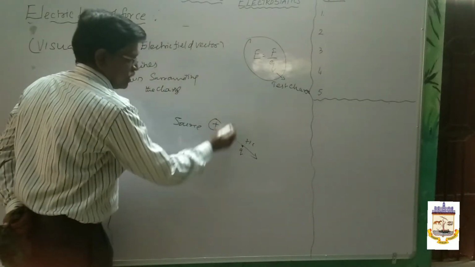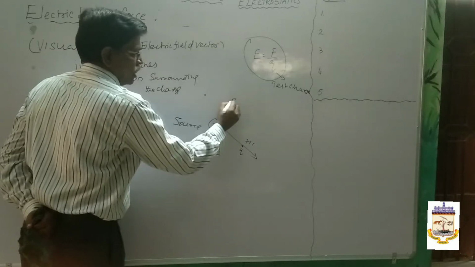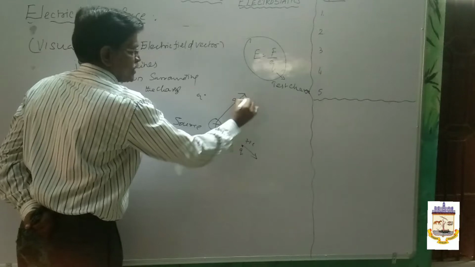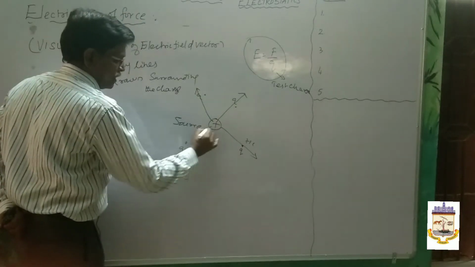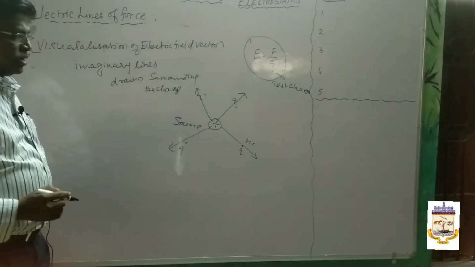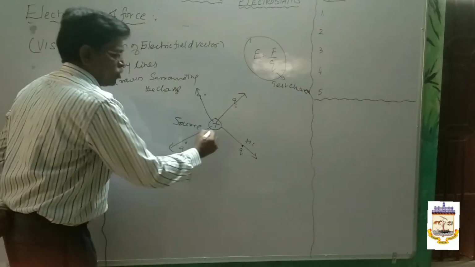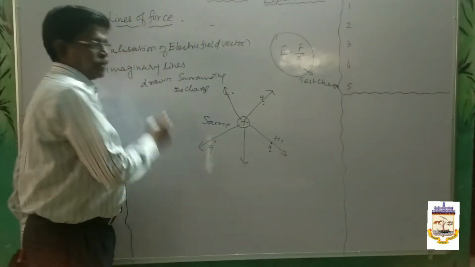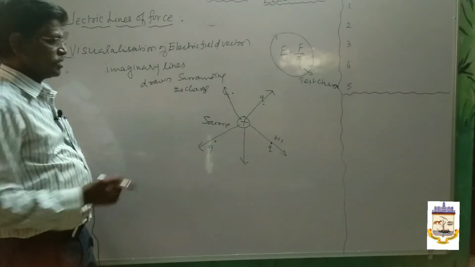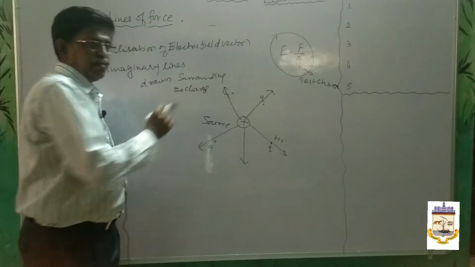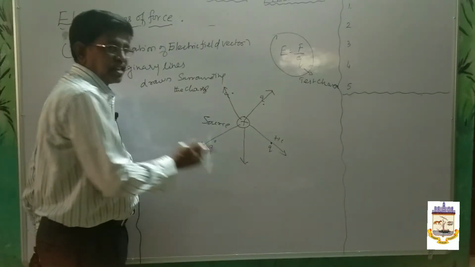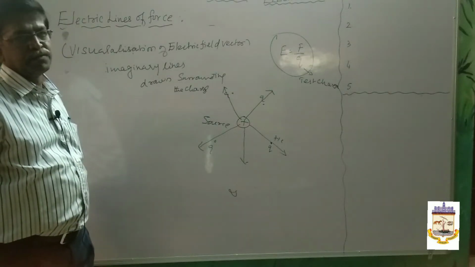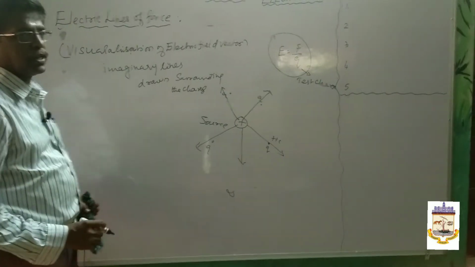Not only here, if we keep the charge at a different place surrounding the source charge, always the lines will be repelled like this. So you can draw any number of lines surrounding the charge. Now, for the isolated positive charge, what we can say is the lines start from the positive charge and terminate or end somewhere else, what is known as infinity. So this is for the isolated positive charge.